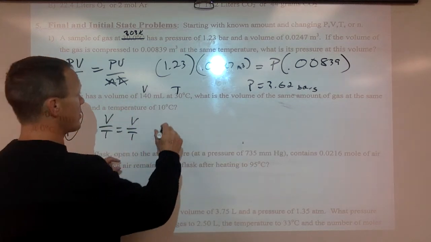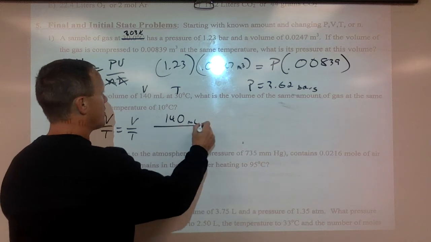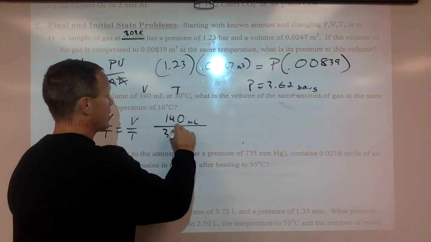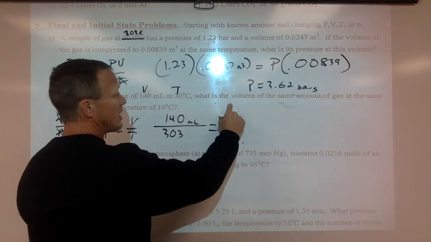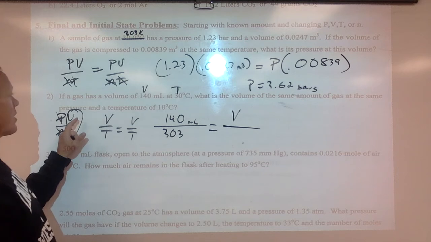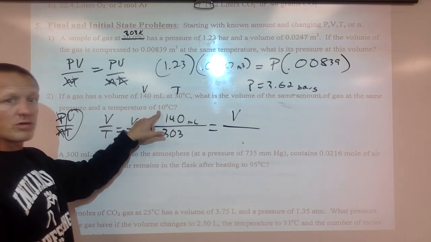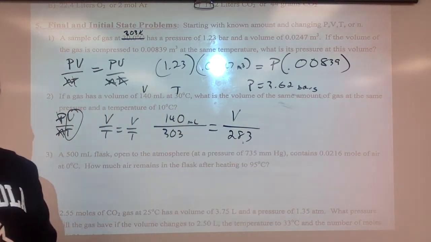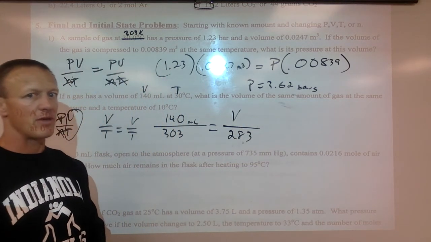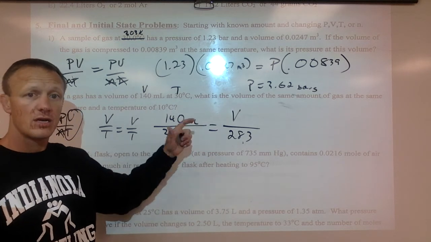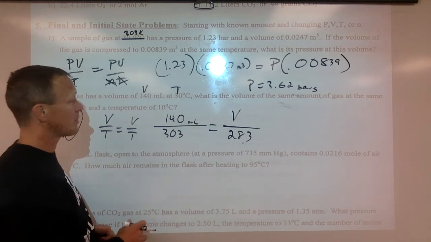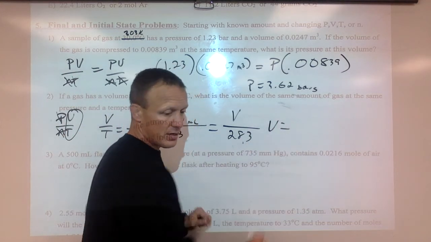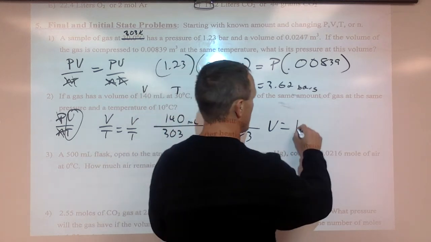So 140 milliliters, temperature is 30. Remember, we have to turn it into Kelvin, so 273 plus that is 303. What is the volume if we lower the temperature to 10 degrees, which would be 283 Kelvin? So we're not lowering the temperature that much in terms of Kelvin temperature. Not going down that much. So our volume should just go down a little bit from 140. It's getting a little bit colder, shrink a little bit. So cross multiply, divide. Your volume there is 130.8 milliliters.